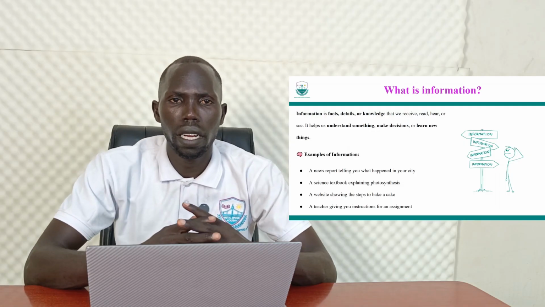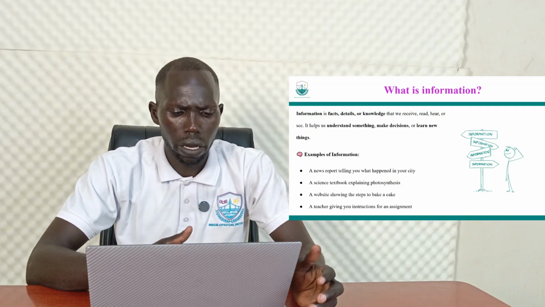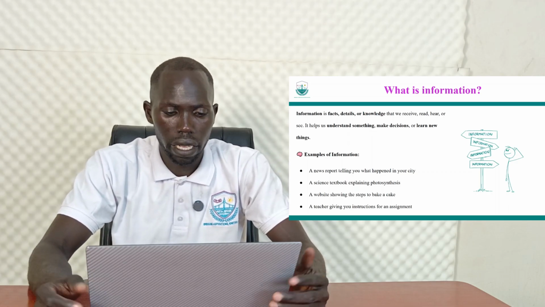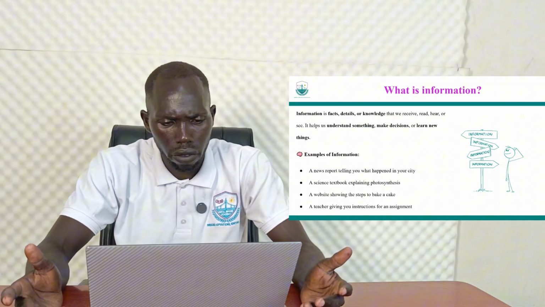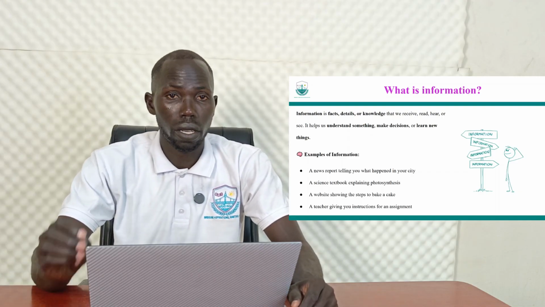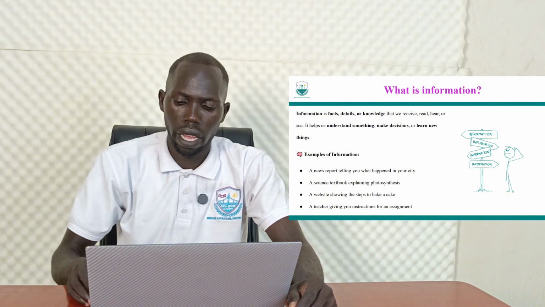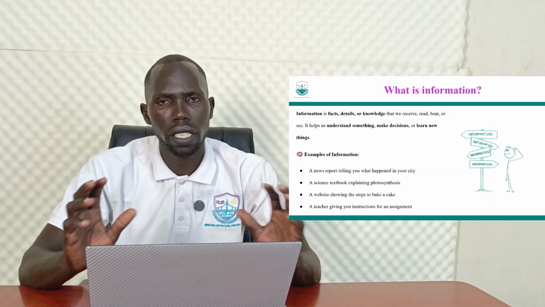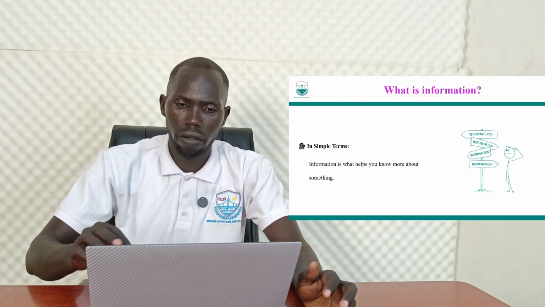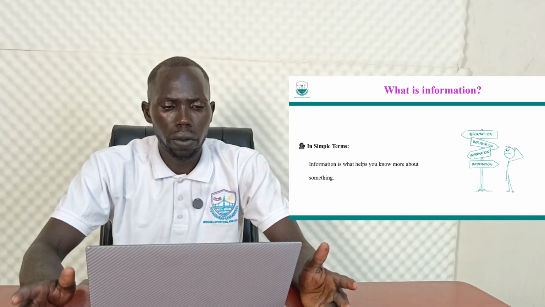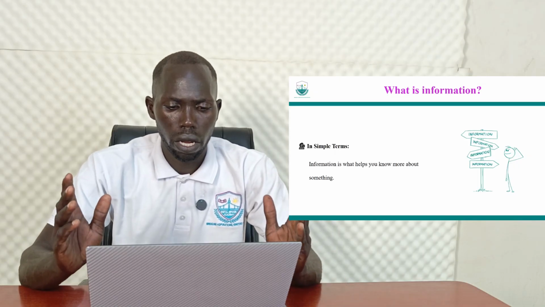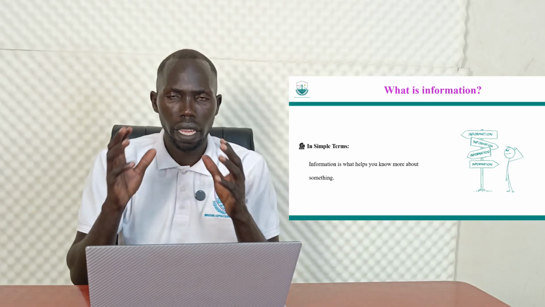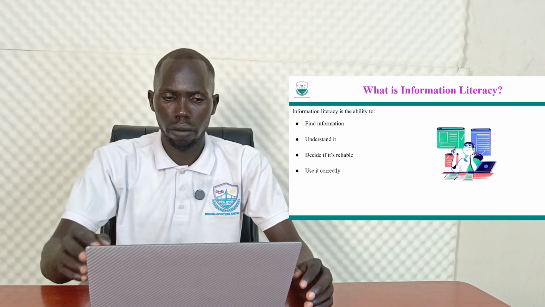It could be a website showing one the steps on how to bake a cake. That would also be an example of information. Or a teacher giving you instructions for an assignment. You do A, do B, do C. Such guidance when given to you is also said to be information. So in simple terms, information is what helps you know more about something. When there is anything that helps you to know more about something, that is said to be information.